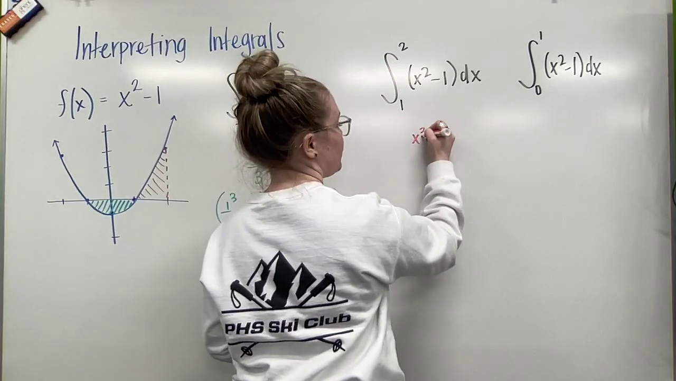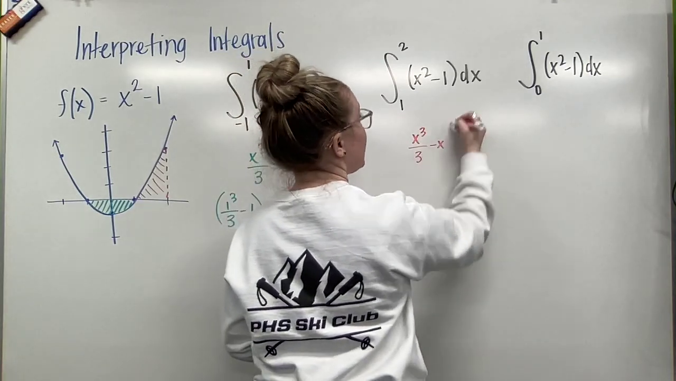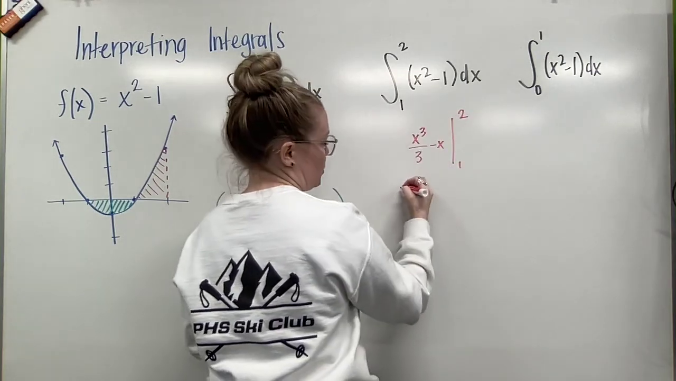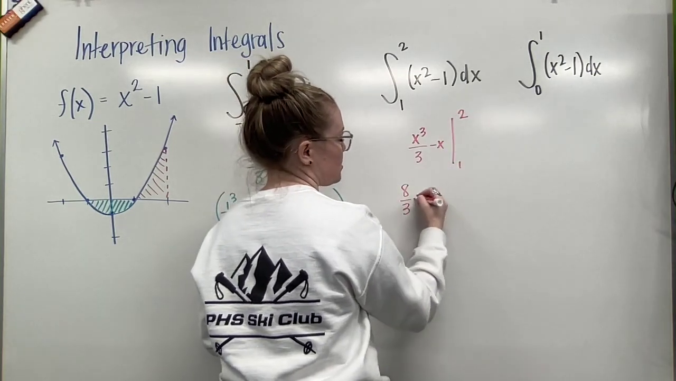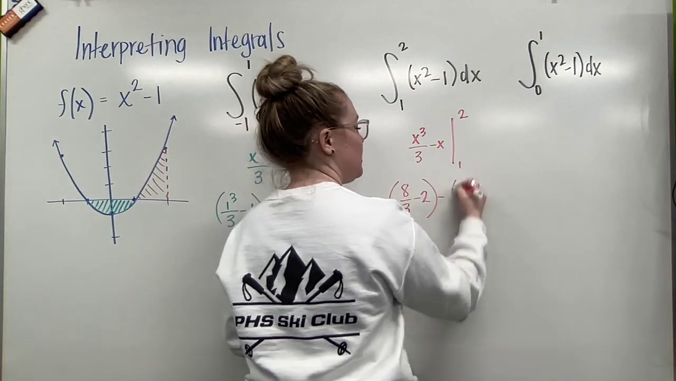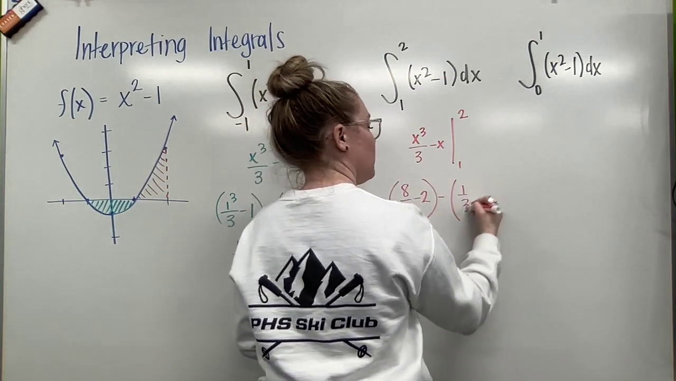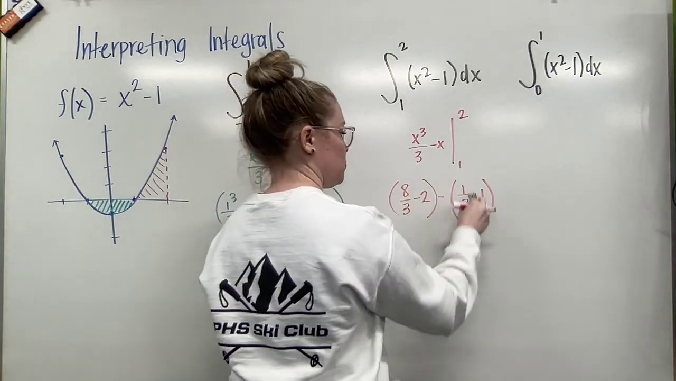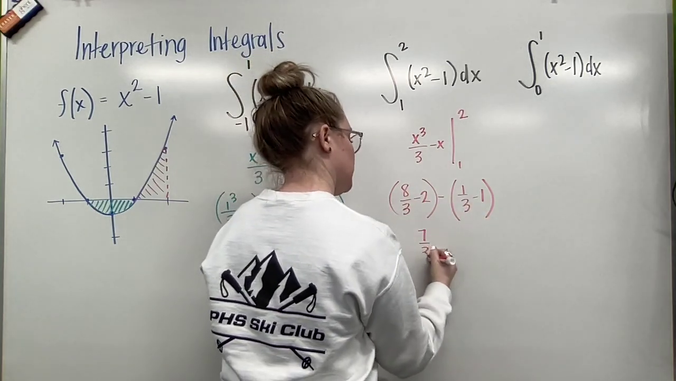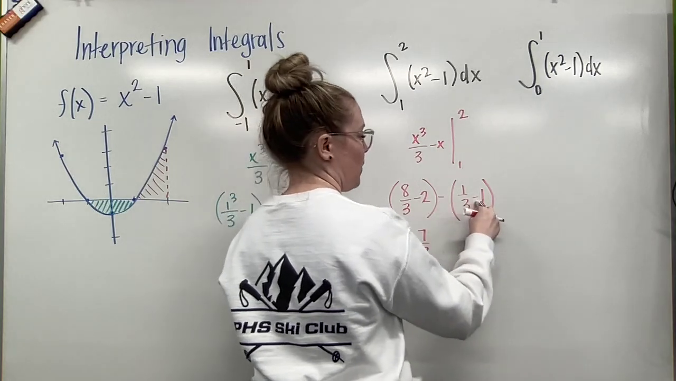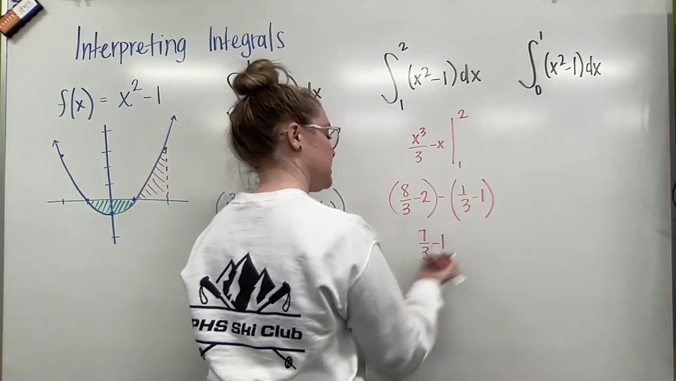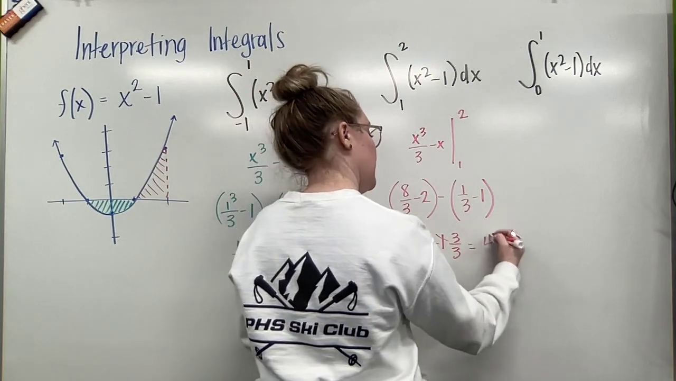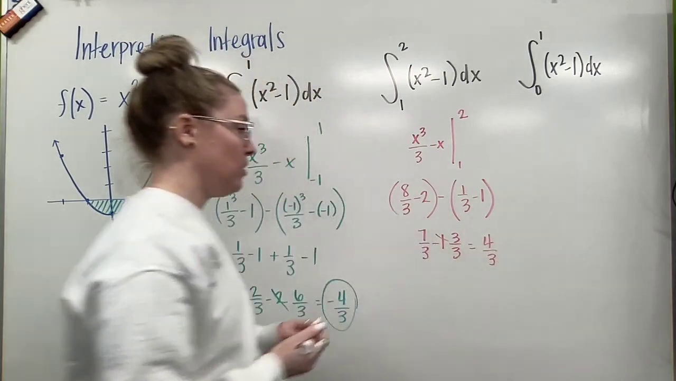Again, our antiderivative is x cubed over 3 minus x. And now I'm going 1 to 2. So I'm going to plug in the 2. I'm going to get 8/3 minus 2. And then I'm going to take away 1/3 minus 1. So 8/3 minus 1/3, that is 7/3. -2, take away a -1, that's -1. So common denominator, I end up getting a positive 4/3.